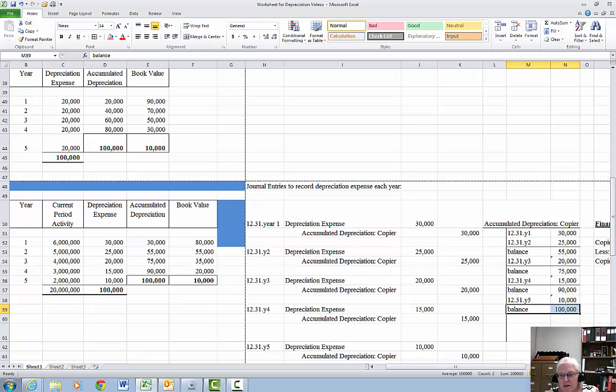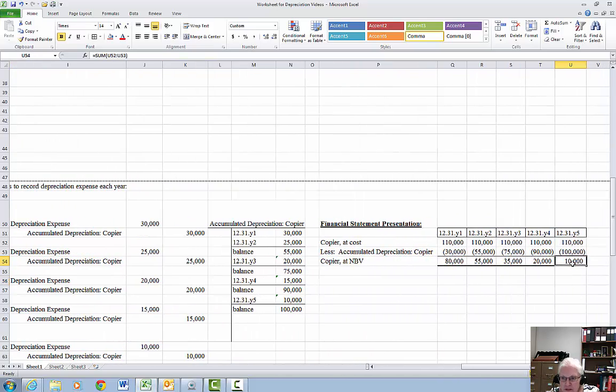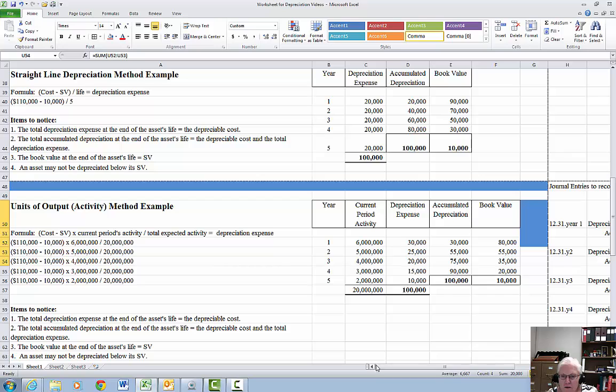We're going to pretend that a company purchases a new, very fancy copier. Book value is the cost of $100,000 minus the $10,000 salvage value, so our book value at the end of the life, and it's going to last 5 years, is $10,000. That is what's going to show up on our balance sheet at the end of year 5 if we still have this copier on hand. That shows you how all the pieces fit together. See you in a minute with straight line.